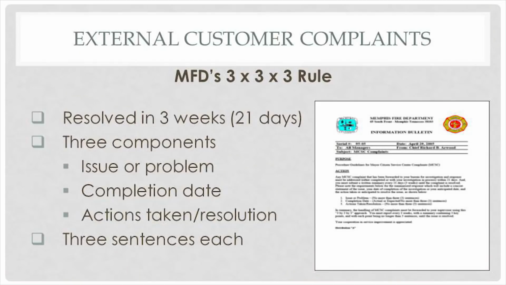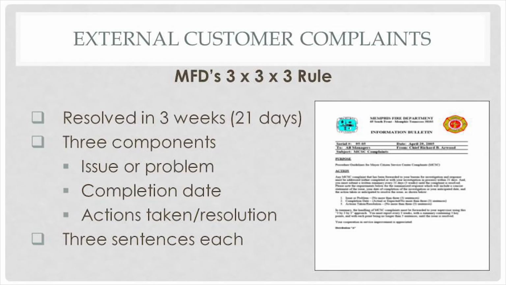The first portion of the 3x3x3 rule stated that any customer complaint would be at least addressed, if not solved, within 21 days or 3 weeks. The second component of the 3x3x3 rule was 3 areas to be addressed. These areas concerned the customer's complaint, actions or resolutions taken to solve the customer's complaint, and the completion date.